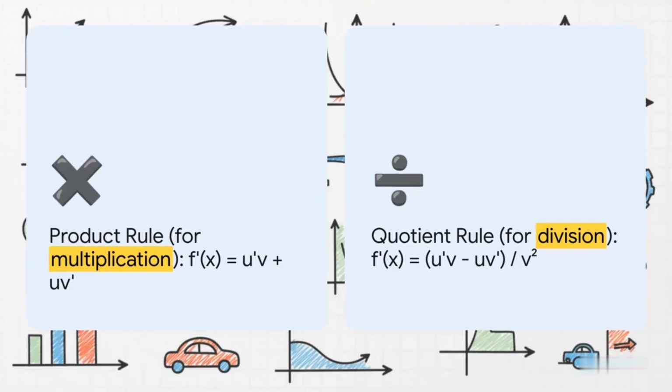So for multiplication, we have the product rule. For division, we use the quotient rule. Now take a second and just look at their structure. They look pretty similar, right? But the quotient rule has two super important differences. It uses subtraction instead of addition, and you have to divide the whole thing by the original bottom function squared. Those details are absolutely crucial to remember.